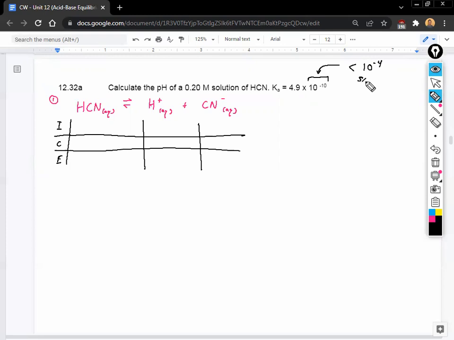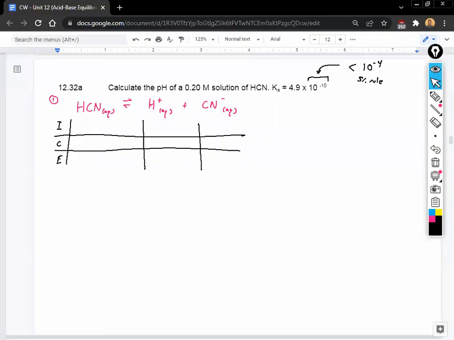So you can assume the 5% rule. So you don't have to do the quadratic equation. You can just assume that the change is negligible. Okay, all right. So I'm going to give you guys 3 minutes to try it out, and then we'll go over it together. So feel free to work together, guys, and good luck.